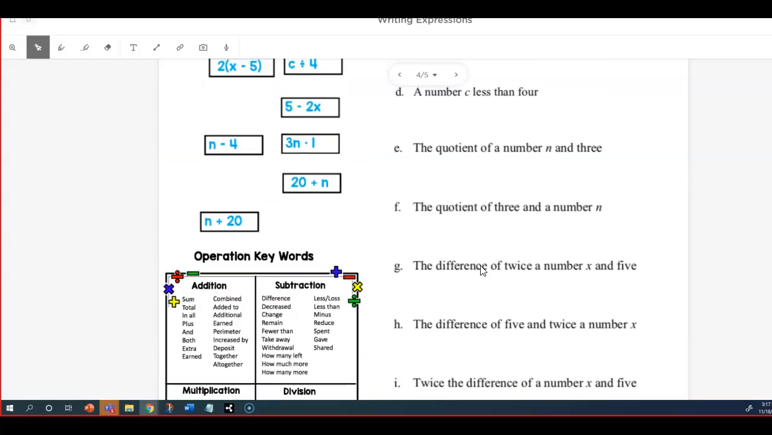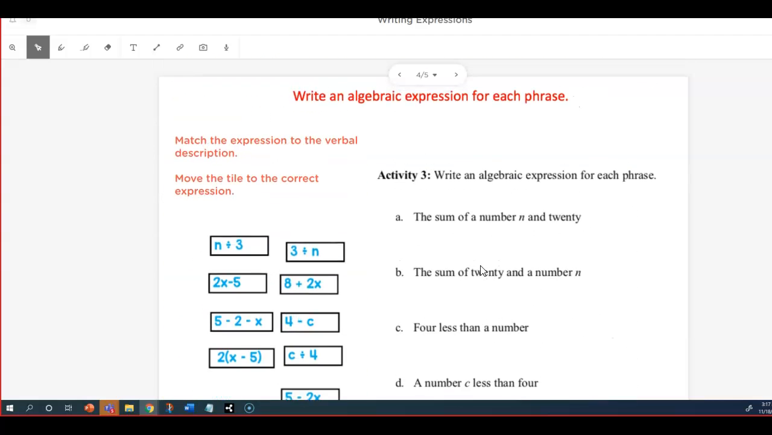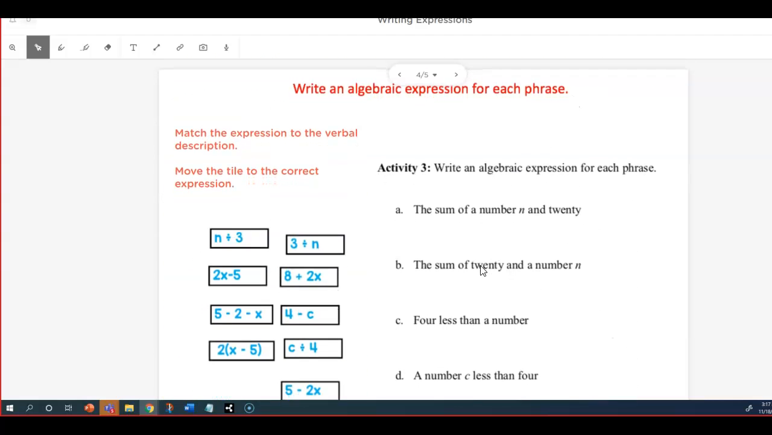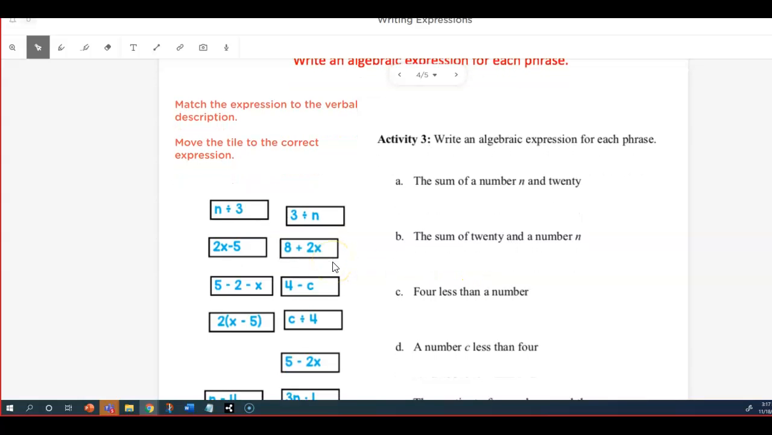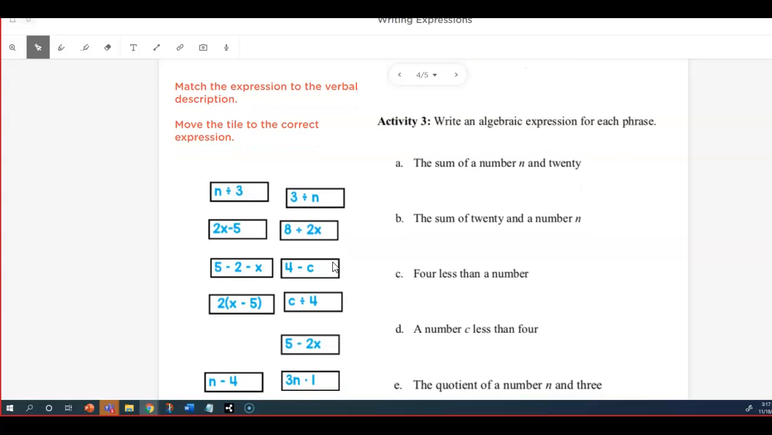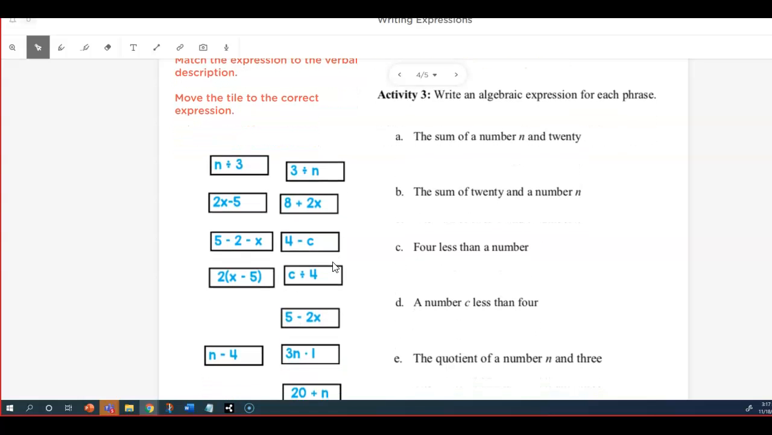All right. So as you get started with this, notice one thing. A and B have the same numbers. So you need to figure out which one goes with which. So I'm going to let you start, and I'm going to be walking around and checking on that.